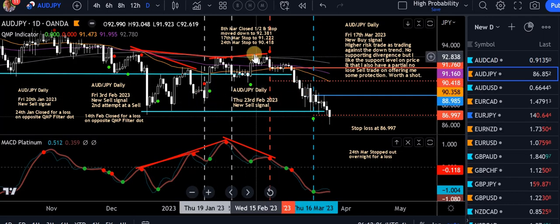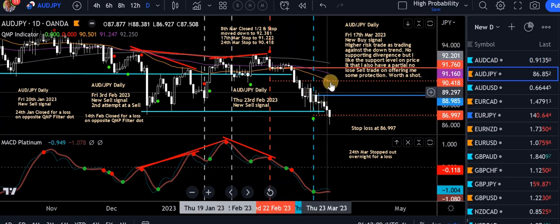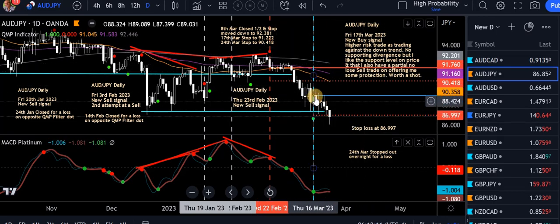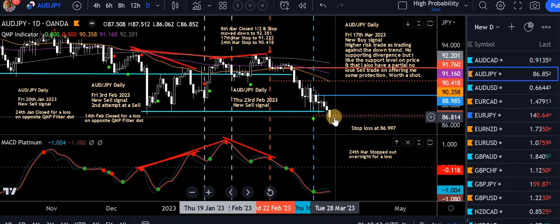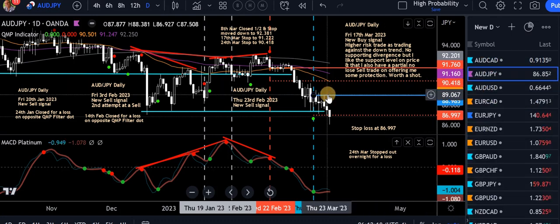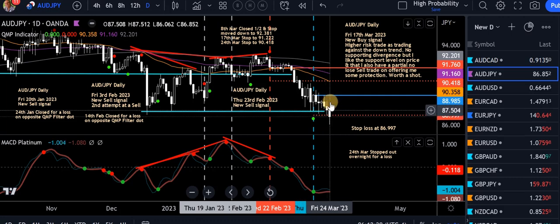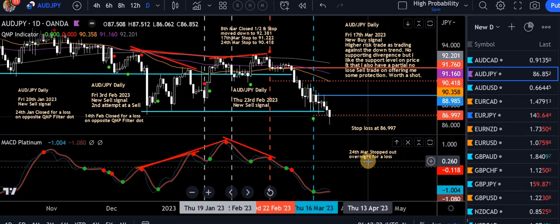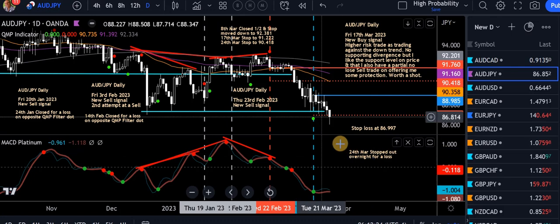That's where we go. And the reason I just leave this buy on the chart, obviously I could tidy up the chart, I'll leave it on the chart just to show you guys and girls in the video what happened. So it was stopped out actually on the Thursday. So 24th of March, stopped out overnight for a loss. So you can see that there.